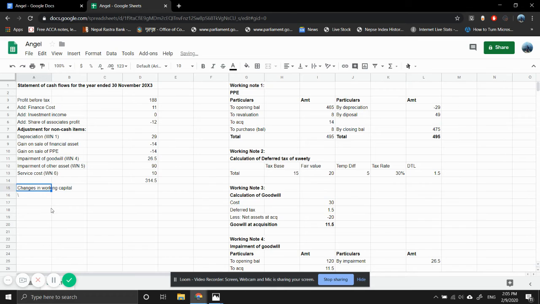Working capital, right? So first thing first, inventory, trade receivables, trade payables. Right. So payables, this will give us cash flow from operations, and then interest paid, tax paid.